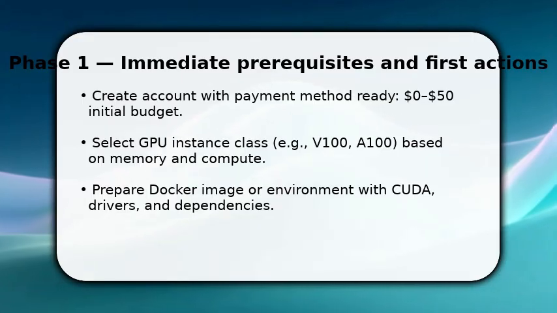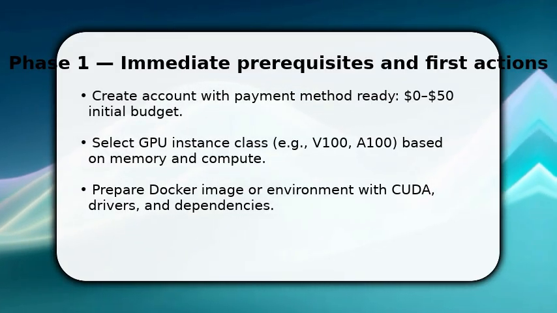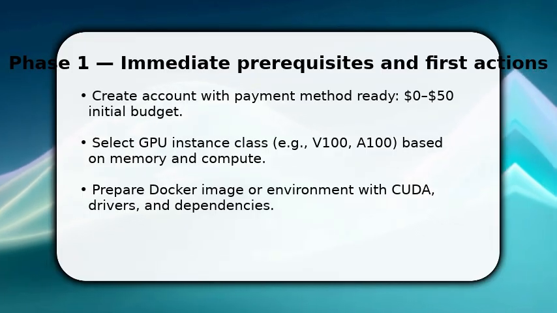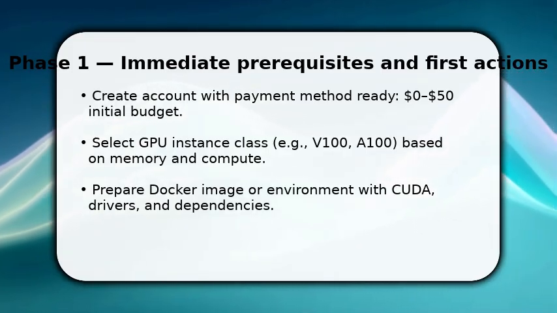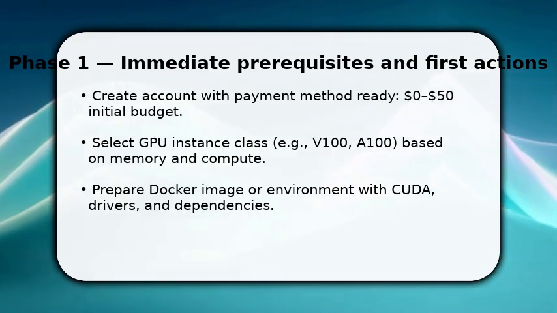You start by confirming prerequisites and taking the first actionable steps. Sign into the cloud provider and add a payment method, because instances bill per minute. Next, choose a GPU class that matches your model size and memory. This matters for speed versus cost.